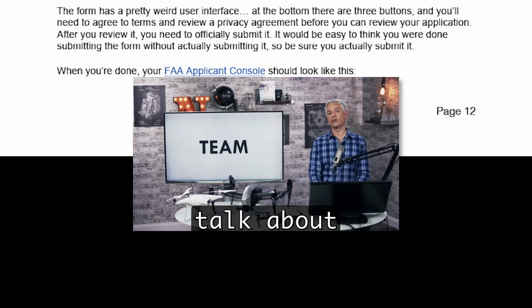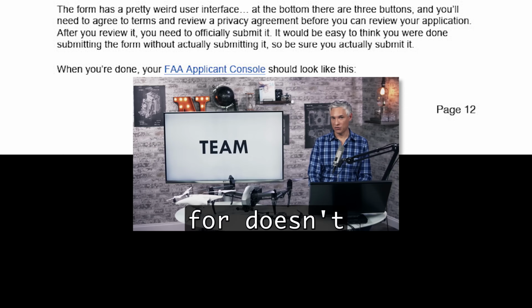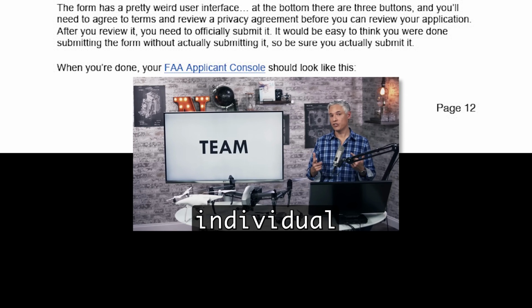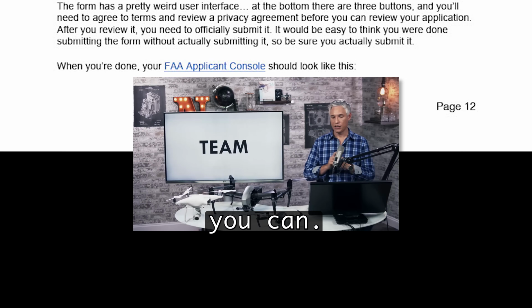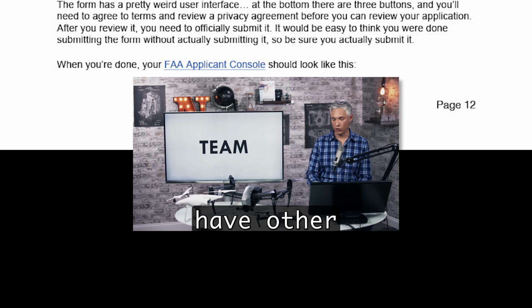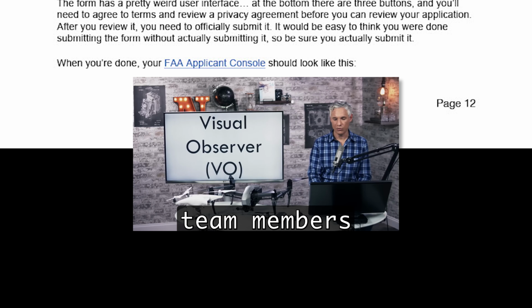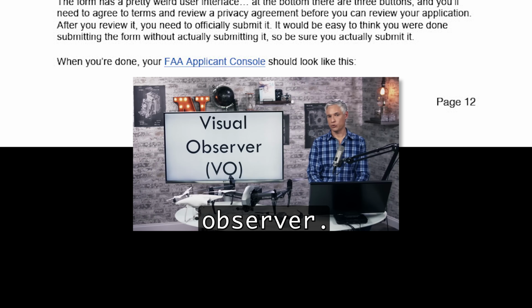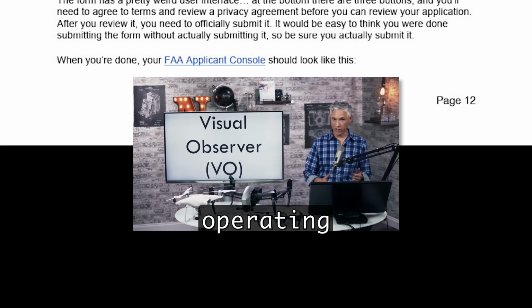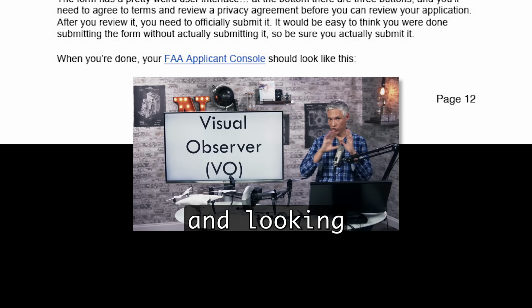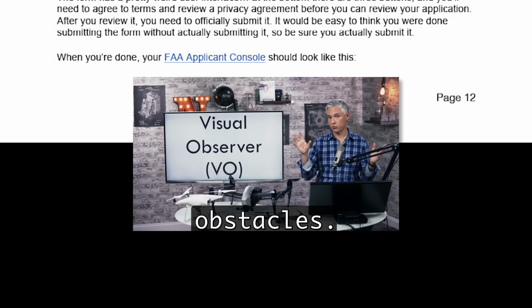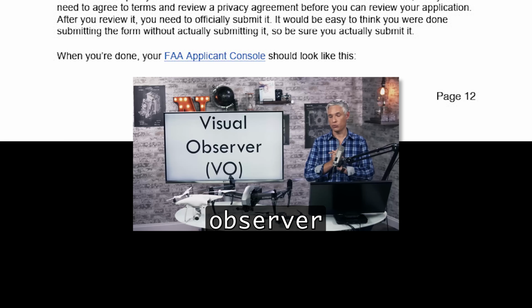Let's talk about your team. The FAA doesn't want you to operate necessarily as an individual pilot, even though you can. They want you to consider the fact that you might have other people on your team. One of the team members you'll see referred to as a visual observer. The visual observer is not operating the controls. They're just watching the drone and looking out for obstacles. It's actually a good idea to have a visual observer.